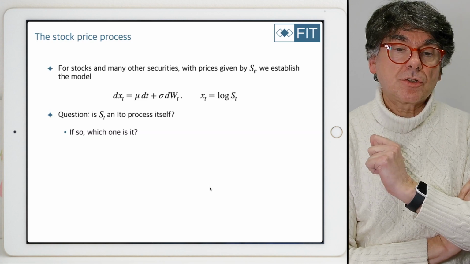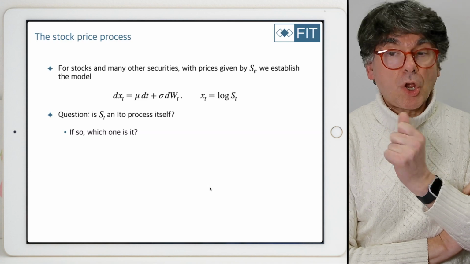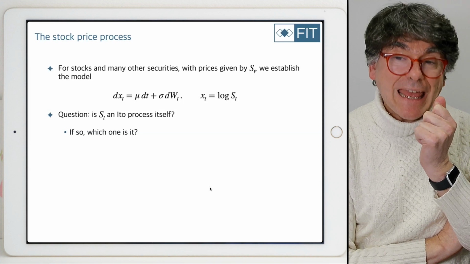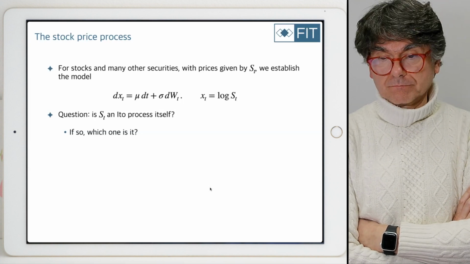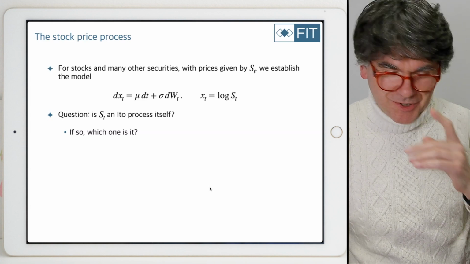Is S an Ito process itself? We know it's the exponential of an Ito process. In other words, its logarithm is an Ito process. But is S, the stock price, an Ito process itself? And if so, which one is it? I'm not going to take votes, okay?